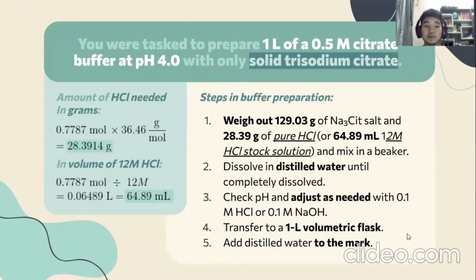In grams, this corresponds to 28.3914 grams, or if we're using a volume of 12 molar HCl stock solution, this corresponds to 64.89 milliliters. And so to prepare this buffer, overall, we need to first weigh out 129.03 grams of trisodium citrate and combine it with 28.39 grams of pure HCl, or 64.89 ml of HCl stock solution, and mix them in a beaker. This is followed by dissolving in distilled water until completely dissolved. Next, we check the pH and adjust as needed with 0.1 molar HCl or NaOH, followed by transferal to a 1 liter volumetric flask and adding distilled water to the mark. Finally, we must mix well before use.